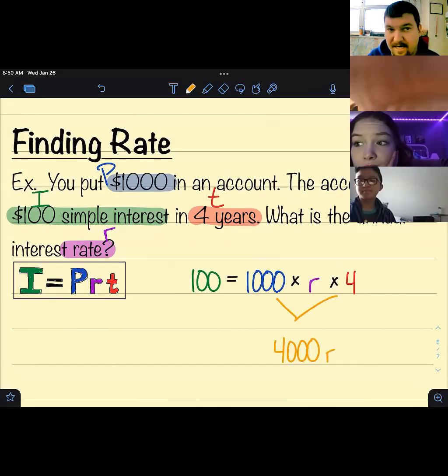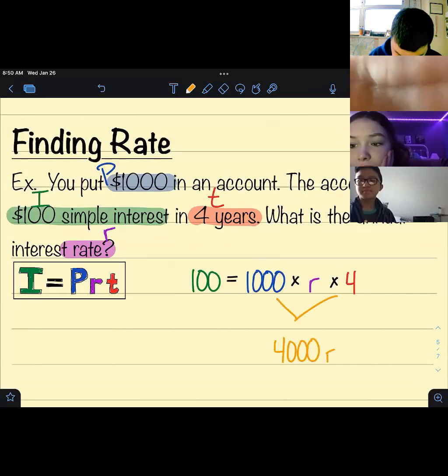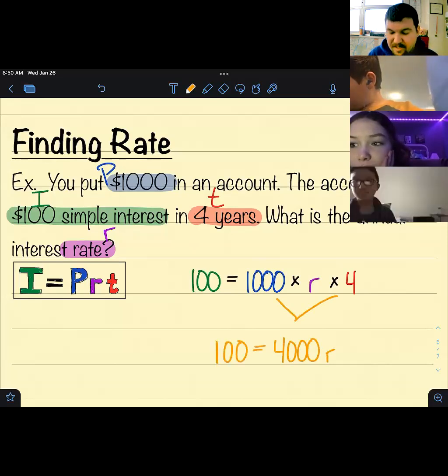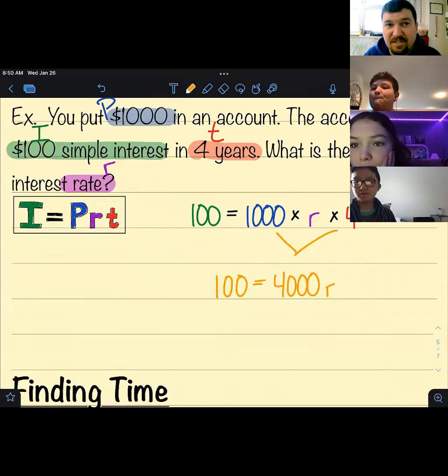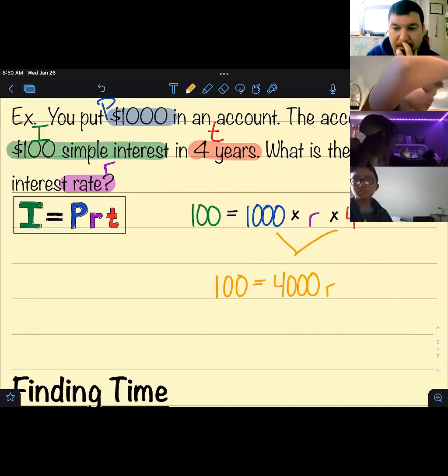And since we have not multiplied by r yet, I'm just going to write times r down, or you could just put r next to it because that still shows that you're multiplying. And then on the other side of the equal sign, we still have our $100 interest. Okay, so again, multiply the two numbers that you do have and leave r right there next to it. And then that just turns this into a one-step equation. What would I need to do to both sides of this equation to get r completely by itself?